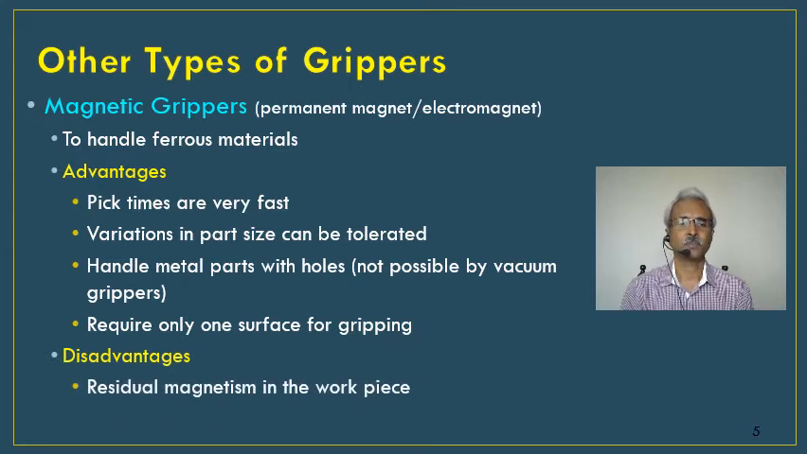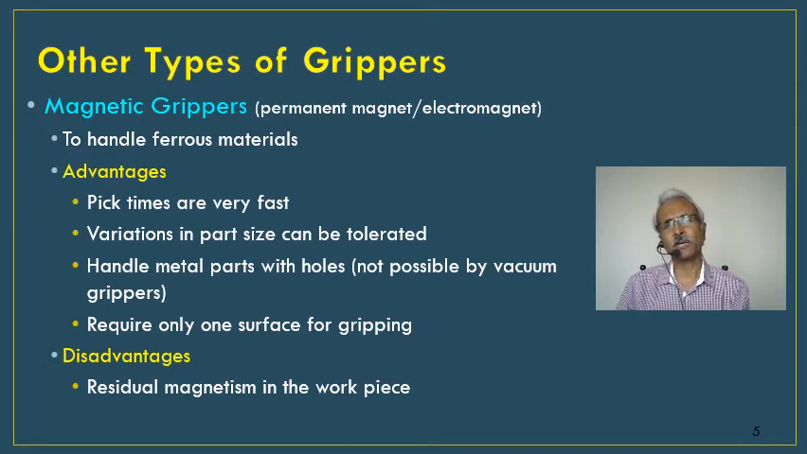Let's see. Residual magnetism in the workpiece. This is a very important or a big problem with magnetic grippers. Again, as I told you, in day-to-day life, when you use a magnet and a metal piece, when you frequently touch it, after some time you can see that even without the magnet, that metal piece itself will have some magnetism in it. That is what we call residual magnetism in the workpiece.